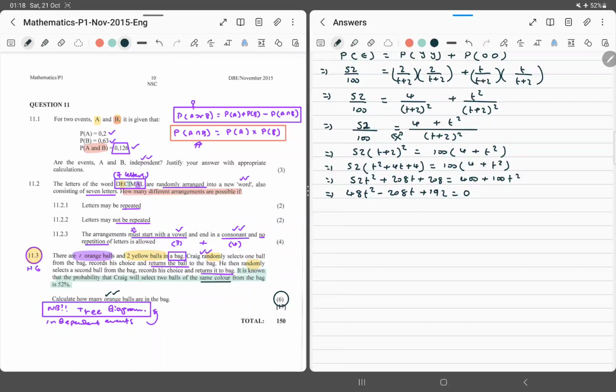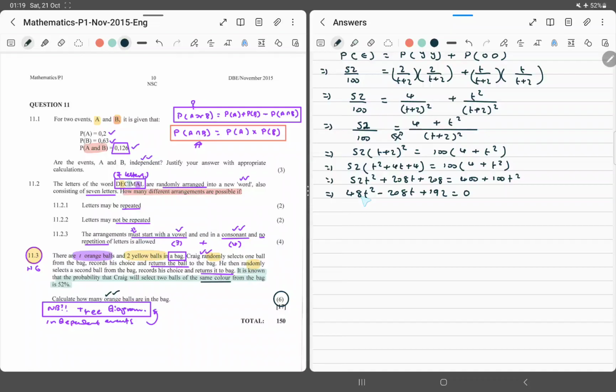Before we start here, let's see. What can we divide by? Can this divide, say, 12? Yeah, 48 divided by 12 does. It's a 4. 208, does it divide by 12? It doesn't, so it doesn't work.